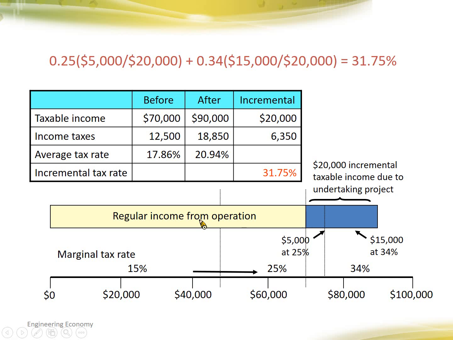and different amounts fall within different tax rates, 15%, 25%, and 34%. Originally, we only pay 15% and 25%. Now we have this additional amount. Some part of it we need to pay 25%. Some part of it we need to pay 34%. So if you take this part and compute its tax, which comes to 6,350, divided by taxable income, we got 31.75%. So it's quite high. It's not low.